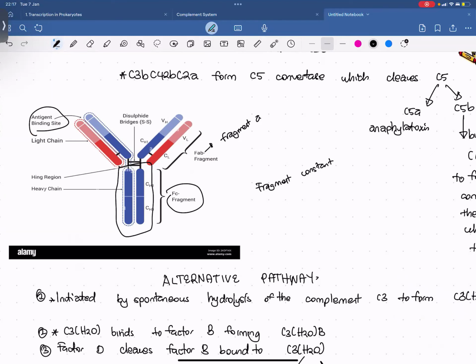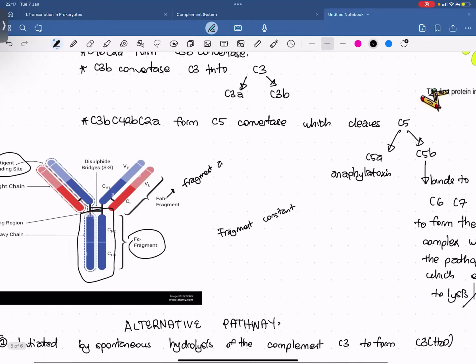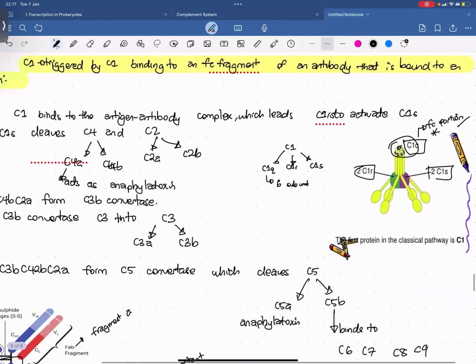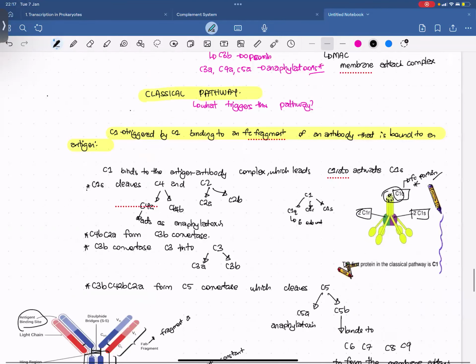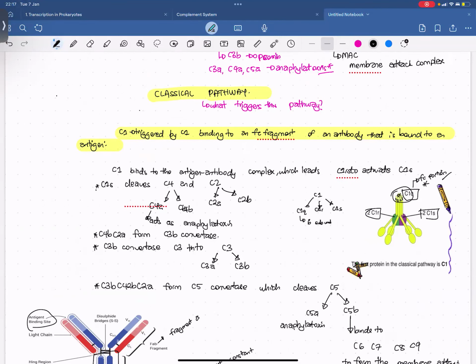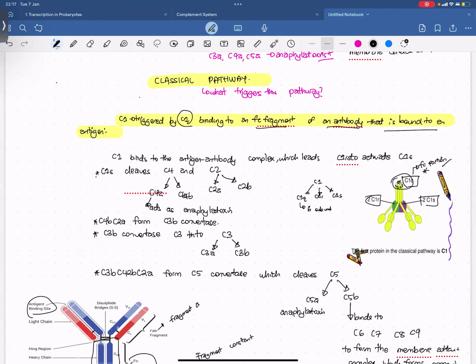So that's it. Where I had to specify is that this C1q binds to the Fc portion. So you can be asked what triggers this pathway. I've highlighted it for you: it is triggered when C1 binds to an Fc fragment of an antibody that is bound to an antigen. I think you can get that image on the internet. Like when you see one complement protein, it is bound to what?